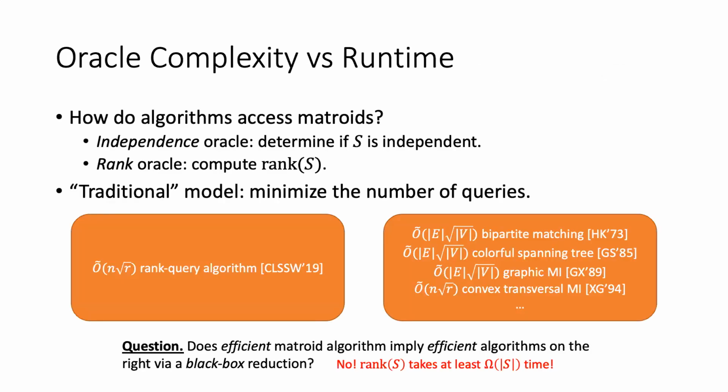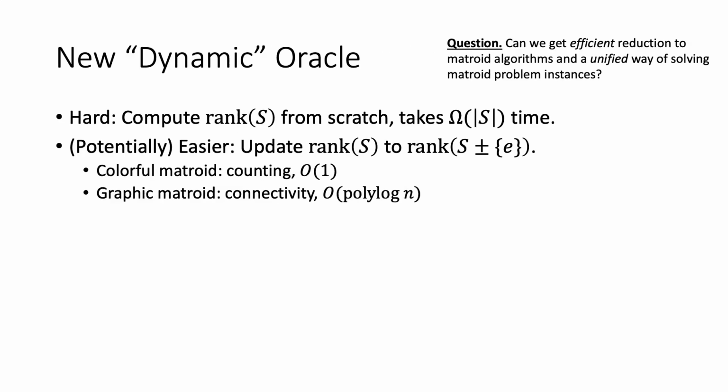So the motivation of this model is very simple. We know it is certainly hard to compute rank of S from scratch because it takes linear time just to specify the set. However, if we have already computed rank of S and we want to add or remove some elements to it, then maintaining the rank of this new set from what we already have might be potentially much easier. For instance, for colorful matrix, this corresponds to doing some counting, and this can be done in constant time. And for graphic matrix, we can also use some dynamic connectivity data structure to maintain the number of connected components, and this also only takes polylog time per update.